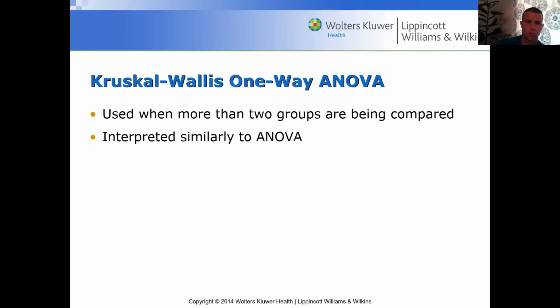Kruskal-Wallis is the non-parametric one-way ANOVA, used when more than two groups are being compared, and interpreted similar to an ANOVA. All right.